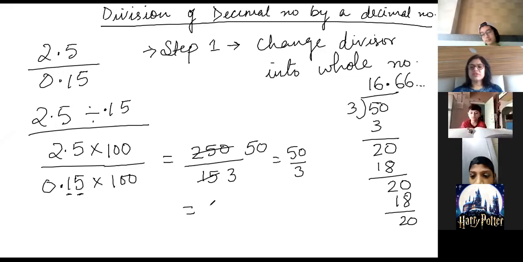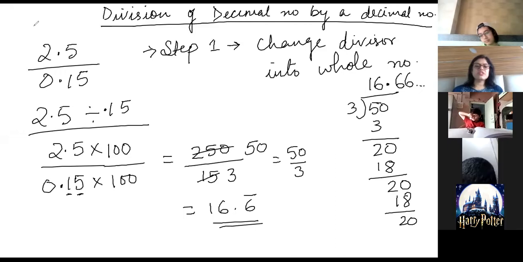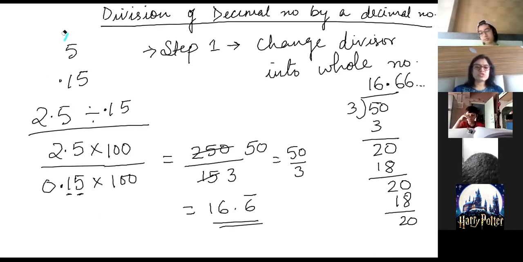So the answer is 16.6 bar. Okay, it is a recurring decimal number, repeating decimal number. So 16.6 bar is the answer when I divided 2.5 divided by 0.15. Now, I'm giving you another question. How will we do this question?